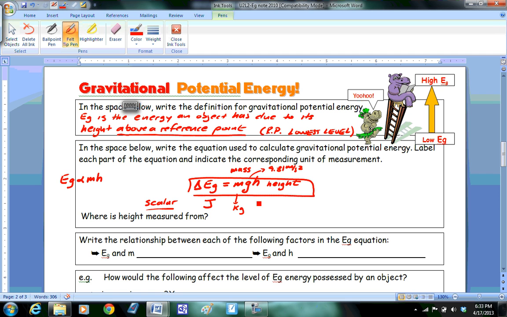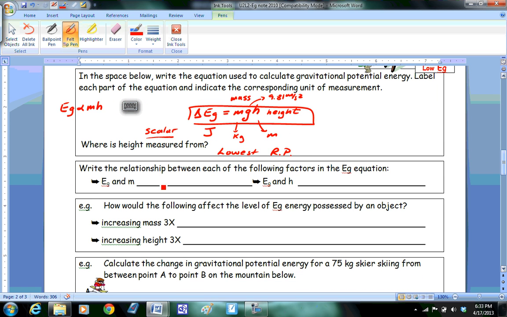G is meters per second squared. And we know that height will be measured in meters, just to be consistent. And again, the question here is, where is the height measured from? The lowest reference point in most situations. So just to review, these are the relationships we introduced earlier.